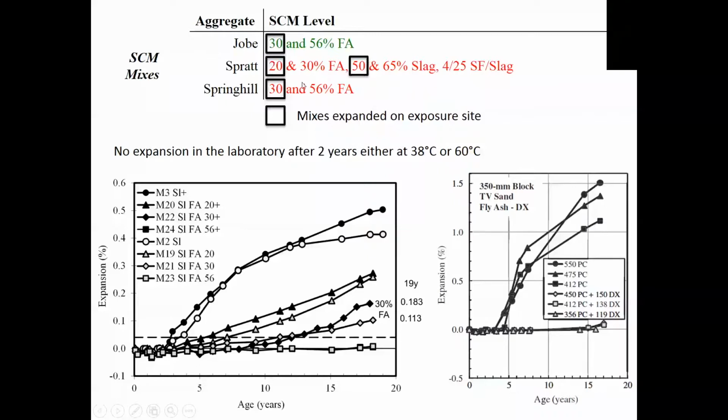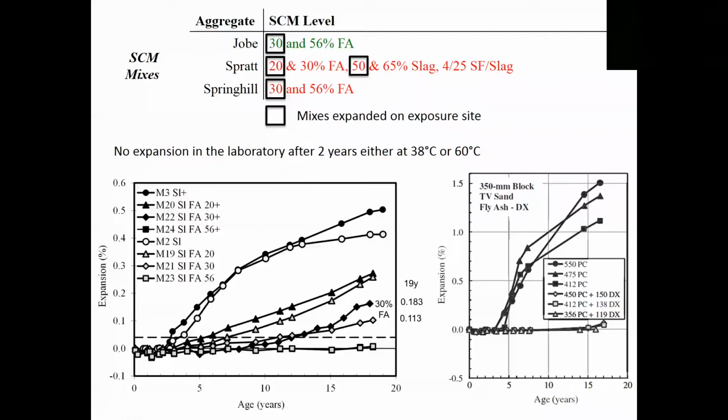Unfortunately, in our lab test, none of these have expanded to date. It's just not long enough. And I'm using the 30% fly ash with the Spring Hill as an example here. Hasn't expanded in the lab, but it didn't expand till about 12 years in the field. So the fact that it hasn't expanded in the lab after 2 years is perhaps, in hindsight, not surprising.